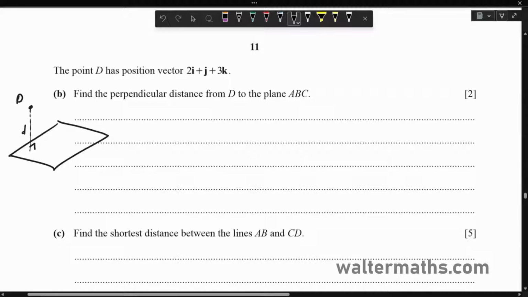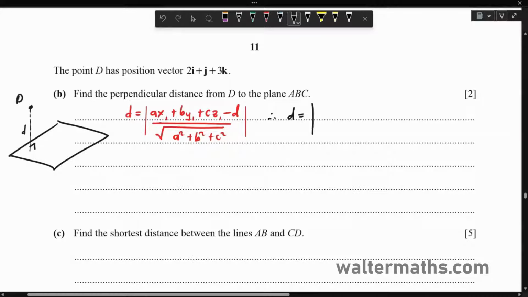That's what we're looking for. So we're going to make use of the formula: d is equal to the modulus of (ax1 + by1 + cz1 - d) over the square root of a squared plus b squared plus c squared. So this is what we're going to be making use of. So therefore, d will be equal to the modulus, alright.